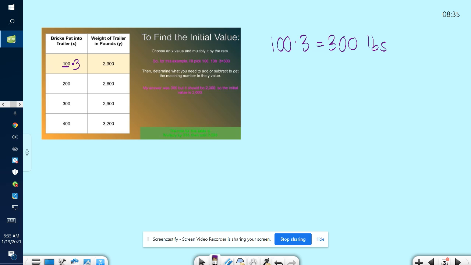But this answer right here says that it weighs 2,300 pounds. So what must they be adding to this to get 2,300 pounds? Well, they must be adding 2,000.